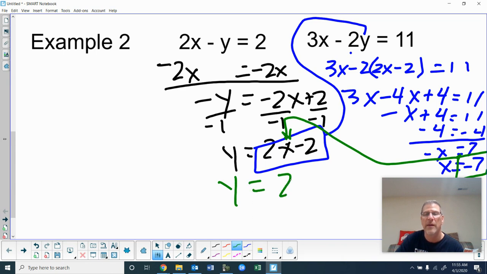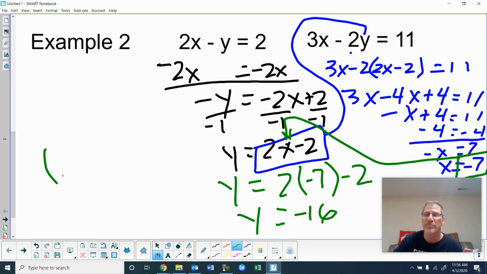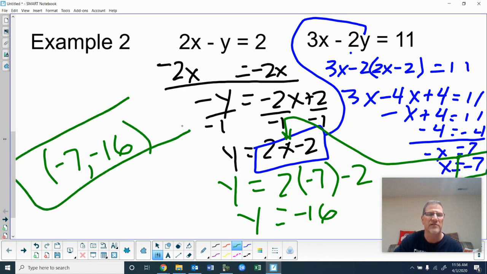So it's 2 times negative 7 minus 2. So that gives me negative 14 minus 2, negative 16. So my answer would be negative 7 and negative 16. Now, if I were to substitute negative 7 for x, negative 16 in for y into both equations, that should make both equations true. So you can always check these if you want to make sure you're right.